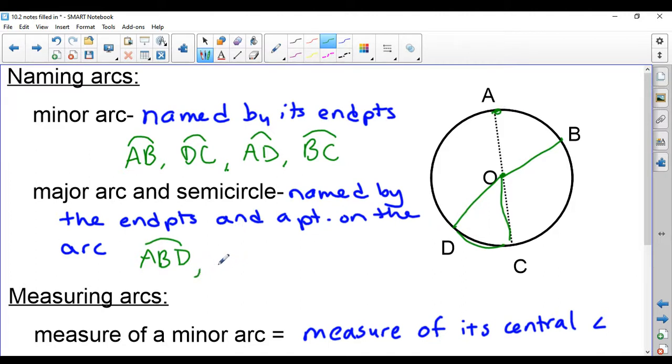For a semicircle, I, for example, could use ADC. That's the semicircle that starts at this end of the diameter, goes through D to C. If I wanted to go in the opposite direction, I would have to name it arc ABC.